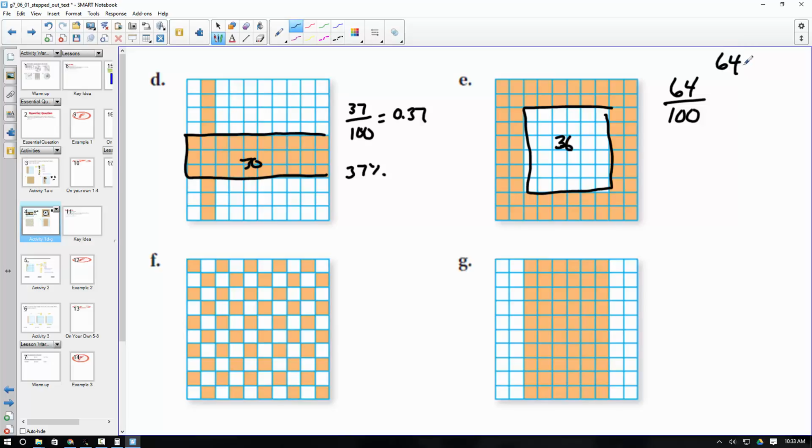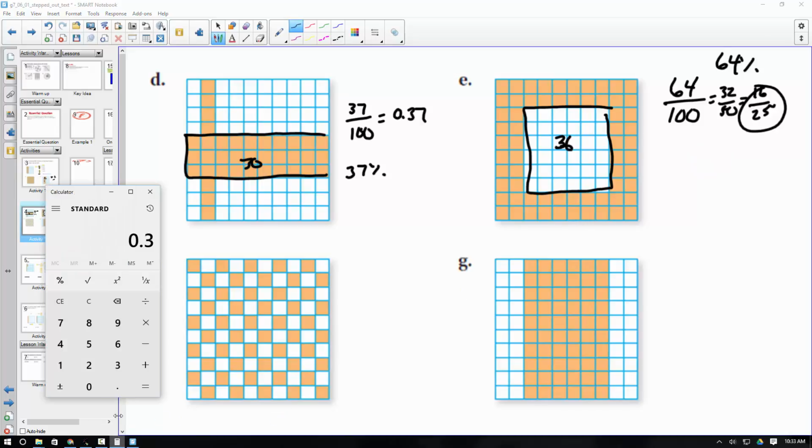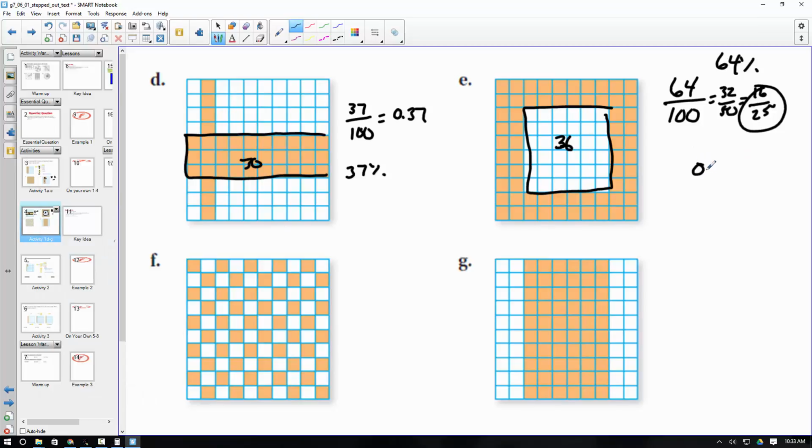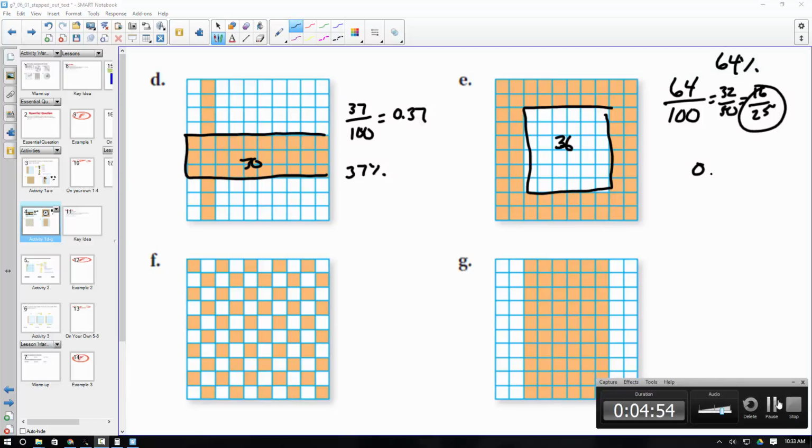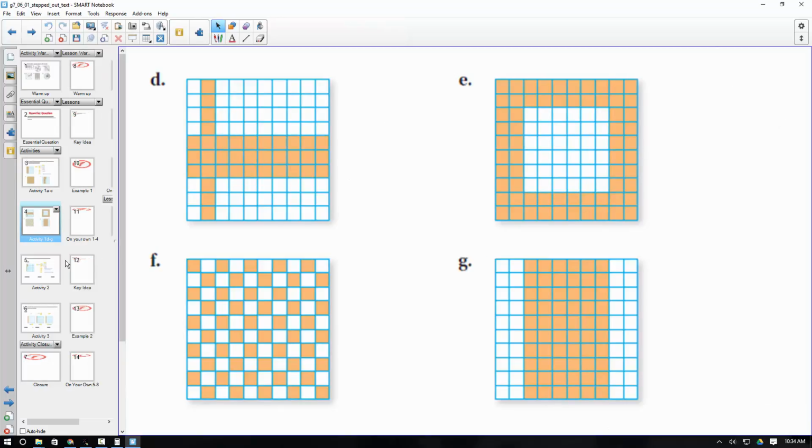And it's 64%, first of all. And then this can be reduced down to 32 over 50. And then you can reduce it down again, right, to 16 over 25. And that's probably about as far as you can go. And then if I want to turn that into a decimal, 16 divided by 25 is 0.64. And what's interesting, if you think about this, is we already knew that, because it was 64% in the first place.